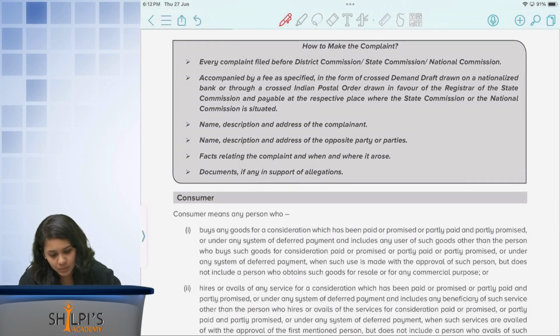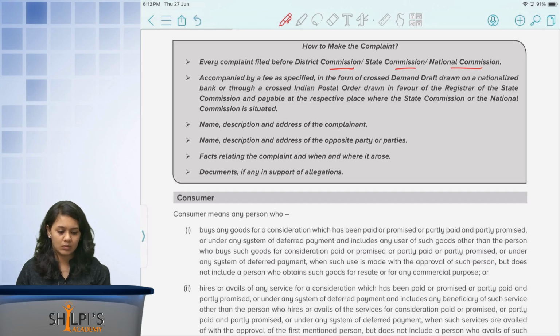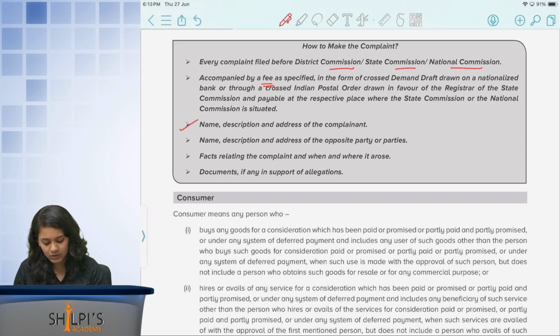How to make a complaint? You make a complaint before one of these commissions, who we will be studying about a little later on in this chapter. Normally, any complaint will always be accompanied by a fee, and you have to mention the name, description, address of the complainant, the address of the opposite parties, all the facts relating to it, and all the evidence to support your allegations.